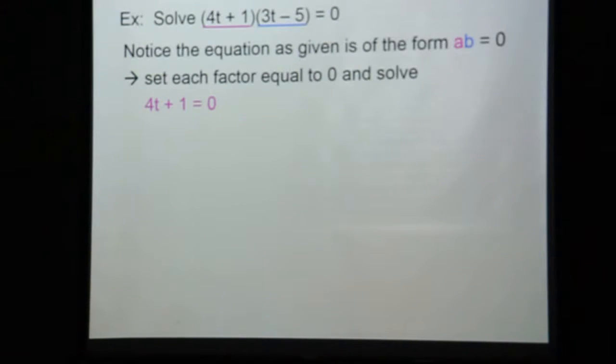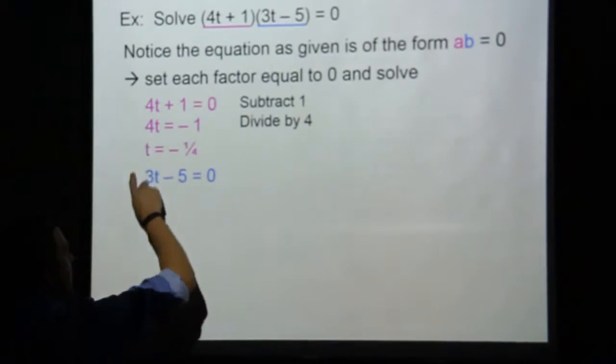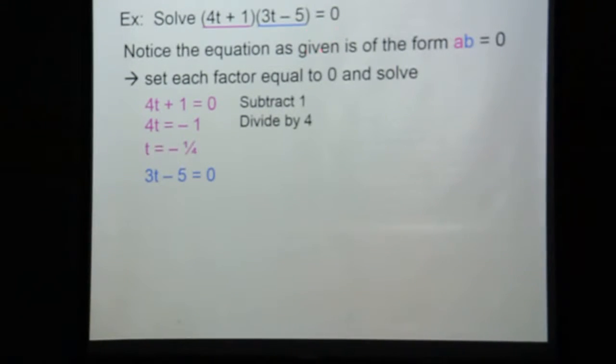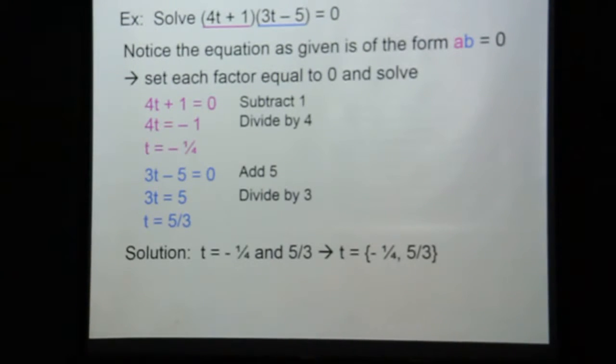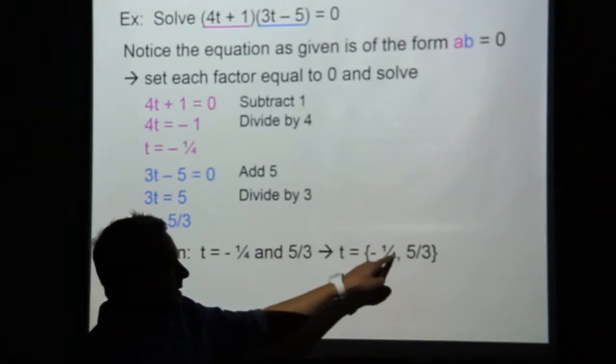So we got 4t plus 1 equals 0. So to get t by itself, you subtract 1, then you divide by 4, right? So if t was negative 1/4, then 0 would be our answer. On the second one, we're going to add 5 and divide by 3. So if t was equal to 5/3, then it would also get us 0. So our two answers are negative 1/4 and 5/3, right?